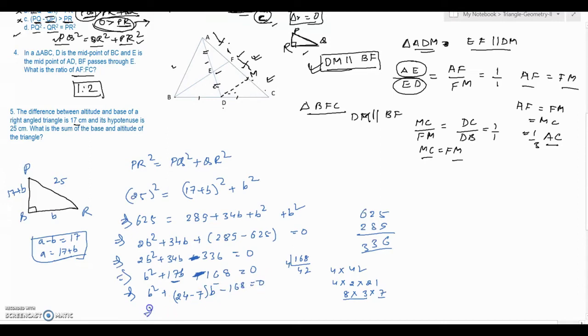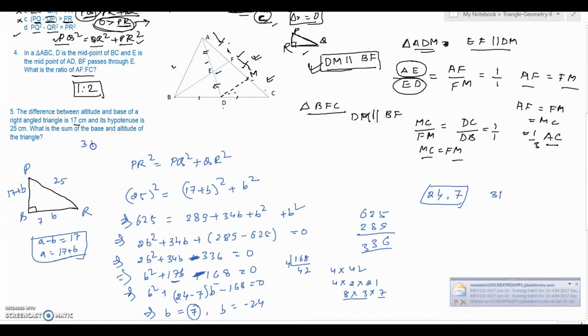Okay, so you can write 17 as 24 minus 7. So you'll get two answers. One is b is equal to 7, the other one will be b is equal to minus 24. So you can have b here as 7, the other side will be 17 plus 7, which is 24. 24 will be perpendicular and 7 will be the base. Whichever order it is, the sum is going to be 31. So the answer would be 31.